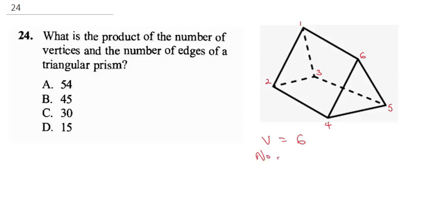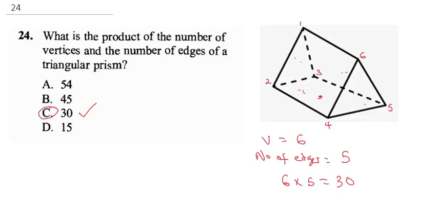Number of edges. How many edges do we have? So this is edge 1, this is 2, under it is 3, the two sides here are 4 and 5. So the number of edges is 5. Let's count again. This is 1, 2, the two side edges 3, 4, and beneath here it's 5. So this is going to be 6 times 5, and that will give us 30. So the correct answer here is 30.